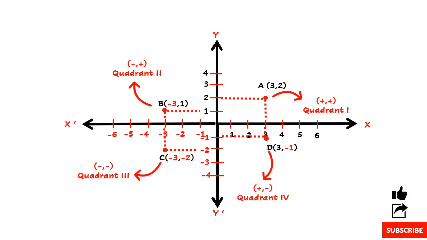Now let's plot another point E with x coordinate -5 and the y coordinate 0. Since its y coordinate is 0, it lies on the x-axis. And the last point is point F with x coordinate 0 and the y coordinate 4. Since its x coordinate is 0, the point lies on the y-axis.